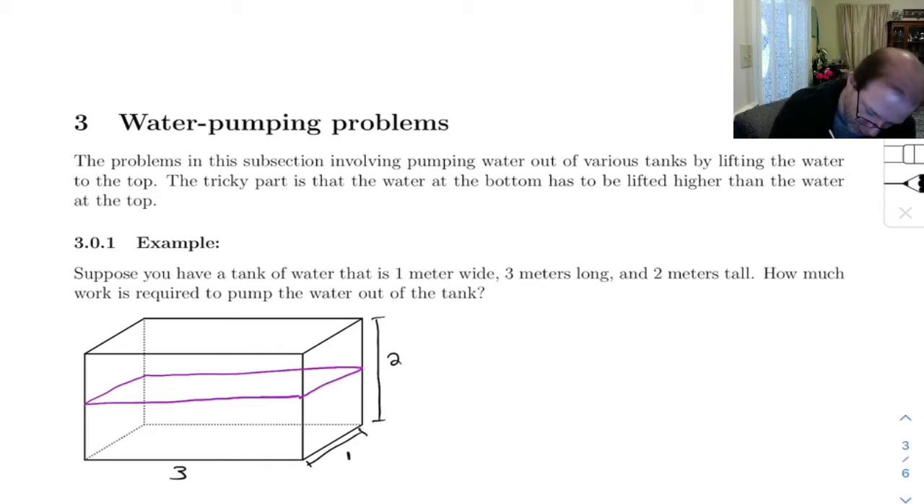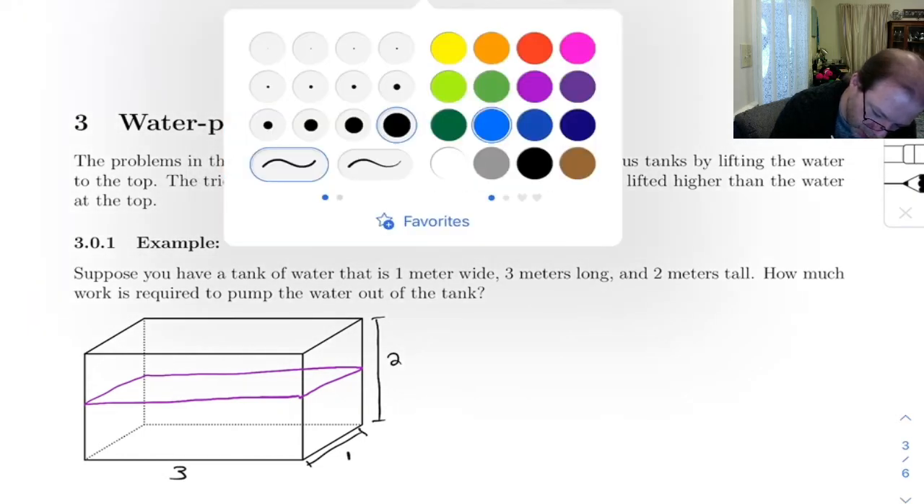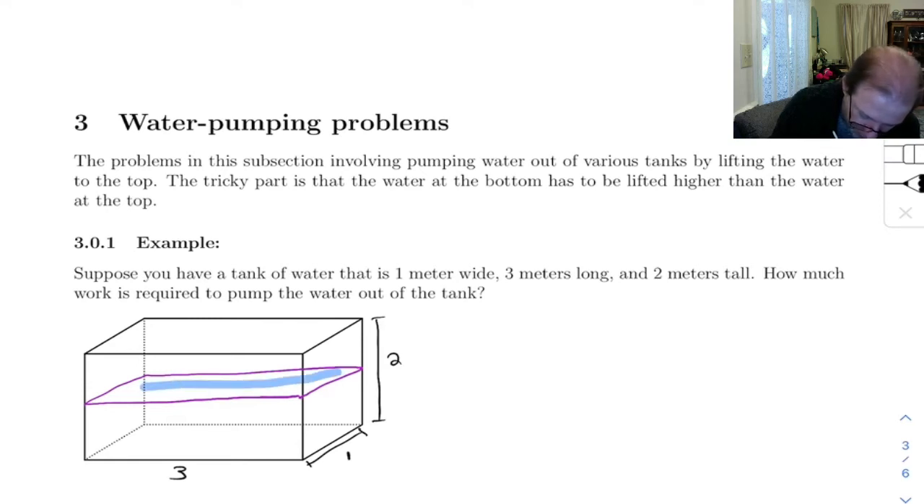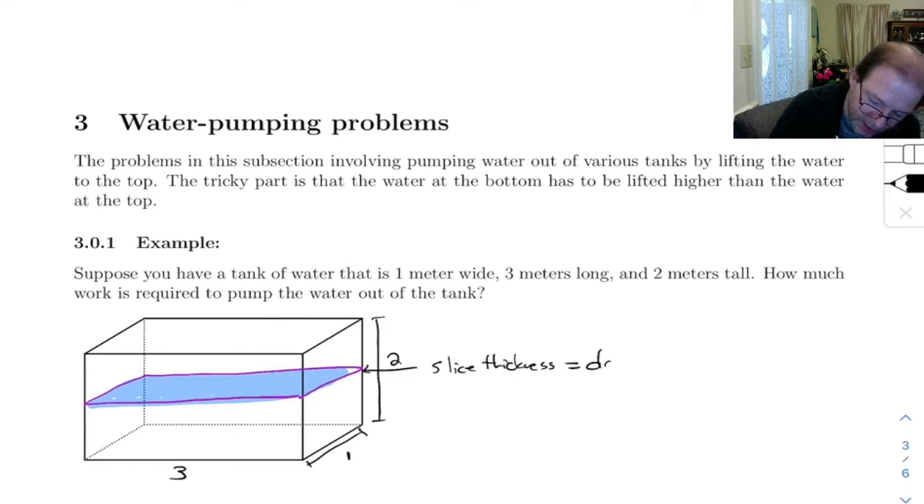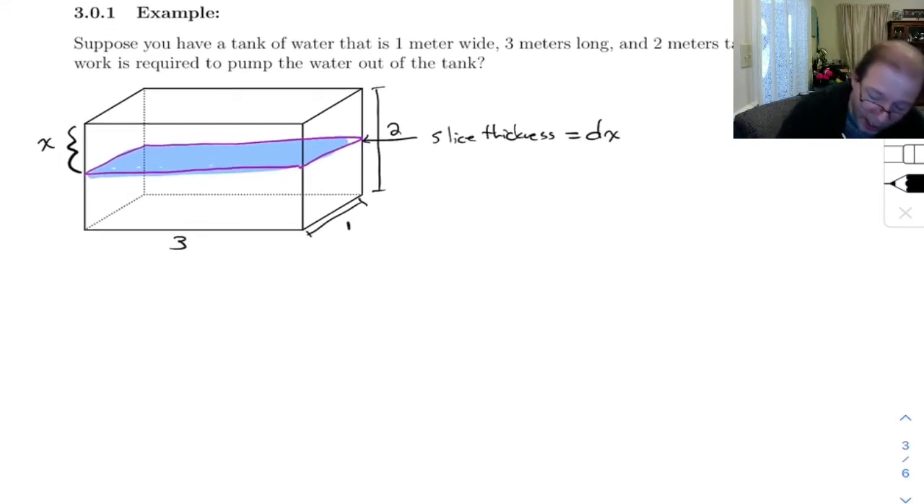So I'm going to put in a slice of water there, and I guess the water should be blue. I'll color the water in for this first example. So we've got water here for this slice. And we're going to call the thickness of this, of course, that's a tiny little thickness, so we're going to call it dx. And x is going to be how far up the water has to move. So what we need to do is figure out two things, force and distance. Well, the distance we've already got. We've got to move the slice up x. And for force, we've got to figure out how much this slice of water weighs.